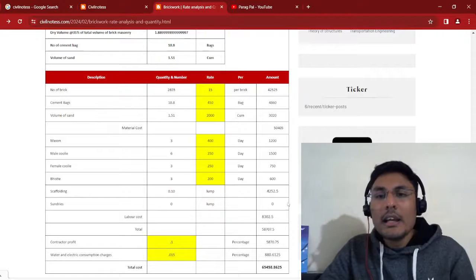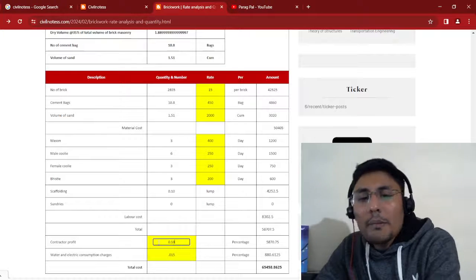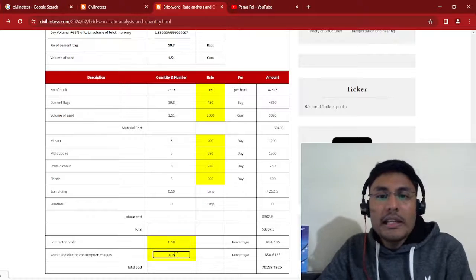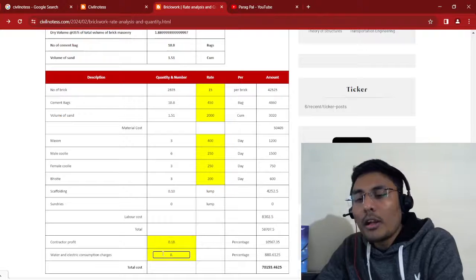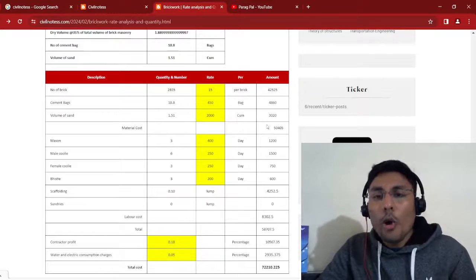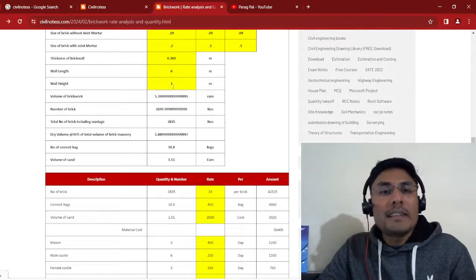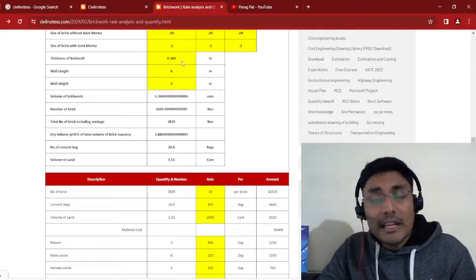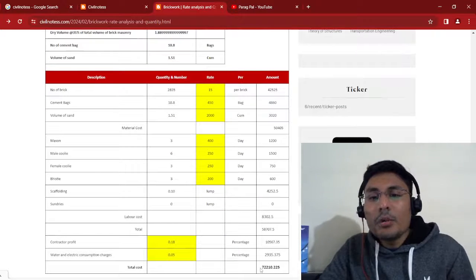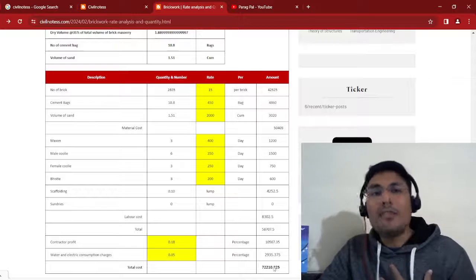Now you can see if you add the contractor profit of 0.18% and the electric charges of 0.05%, the total cost of the construction work for the brickwork of a 6 by 3 meter wall with 300 mm thickness is 72,210 rupees. So this is what we required, guys.